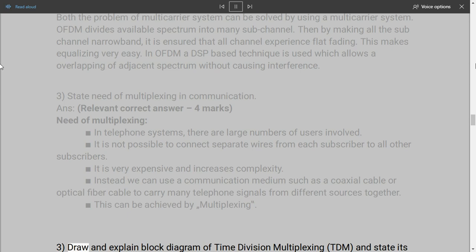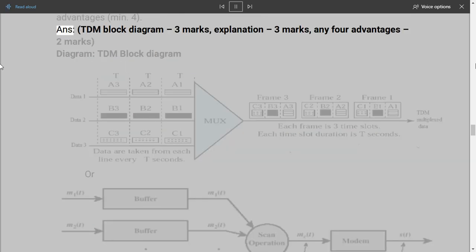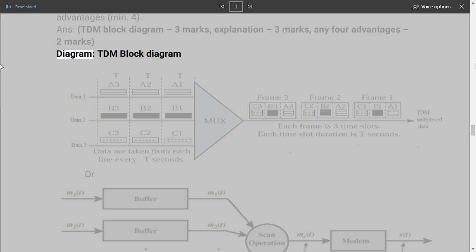3. Draw and explain the block diagram of time division multiplexing, TDM, and state its advantages, minimum 4. ANS: TDM block diagram, 3 marks, explanation, 3 marks, any 4 advantages, 2 marks. Diagram: TDM block diagram.